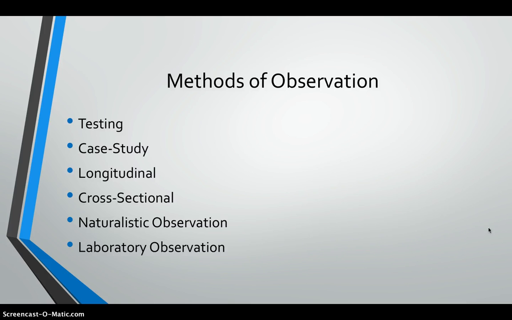Methods of observation. Testing: tests are given by psychologists to learn about human behavior. Case studies are an in-depth investigation using a variety of resources and can possibly be over a period of time. Longitudinal is a study over a long period of time. Cross-sectional, using different groups of people who may differ in the variable of the study but have some similar characteristics. A naturalistic study is a study in a natural setting. And a laboratory observation is a study in a lab or a controlled environment.